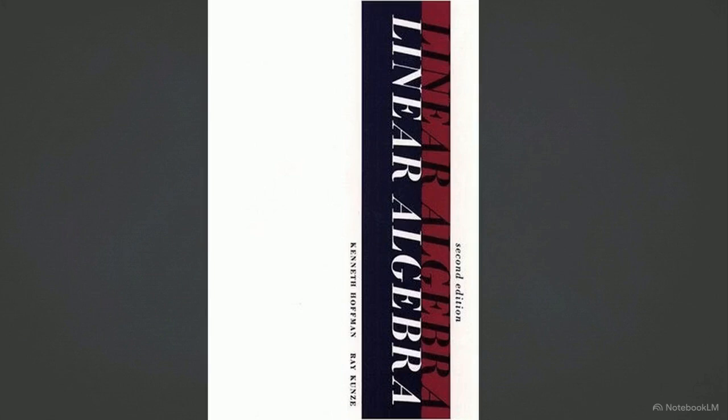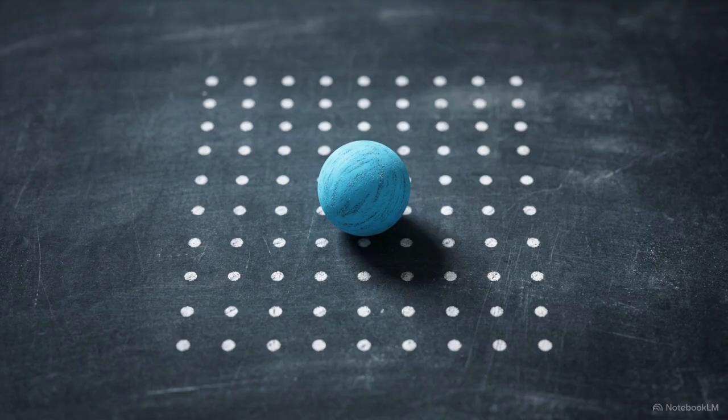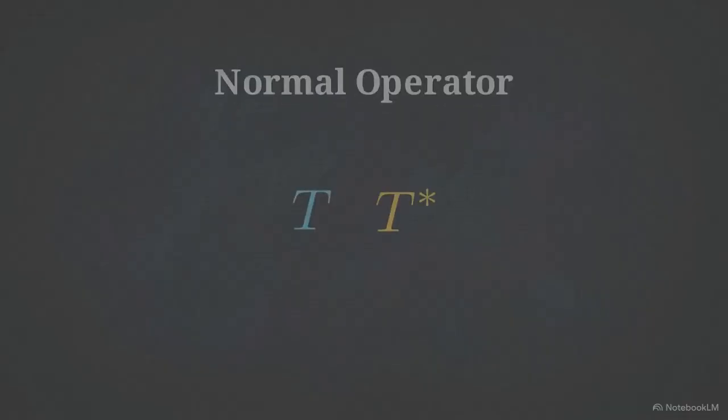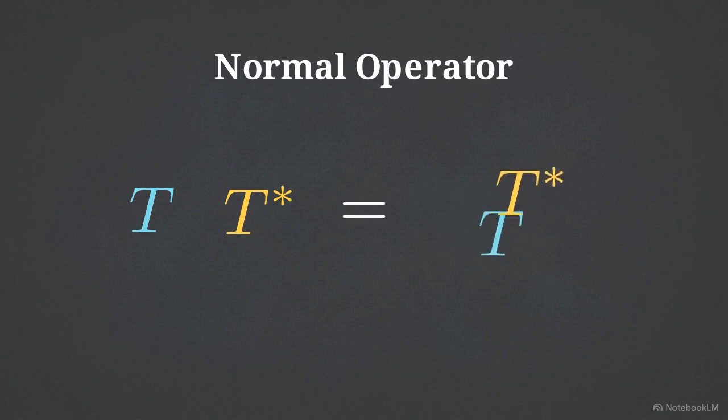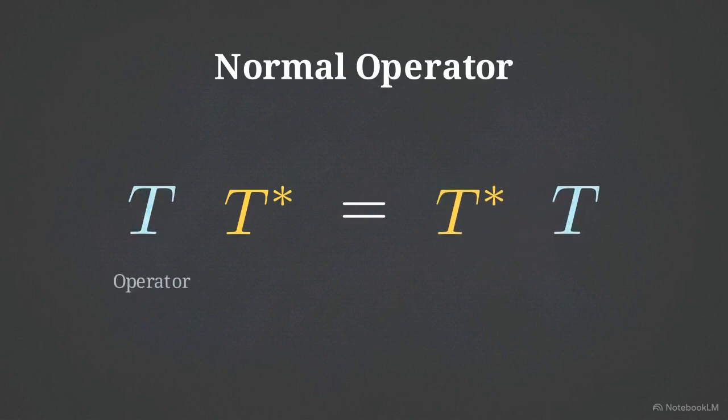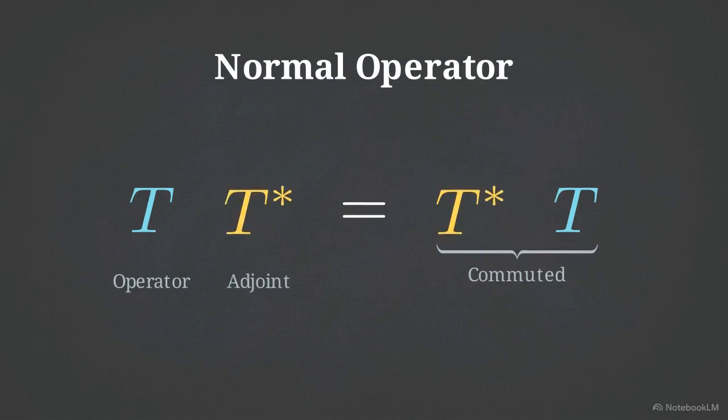Take a look at this textbook cover, Hoffman and Kunze's Linear Algebra. If you are working your way through Chapter 8, you are building toward a very specific, highly structured target, normal operators. This single equation on screen is the defining test. An operator T is normal if and only if it commutes exactly with its adjoint, T star.